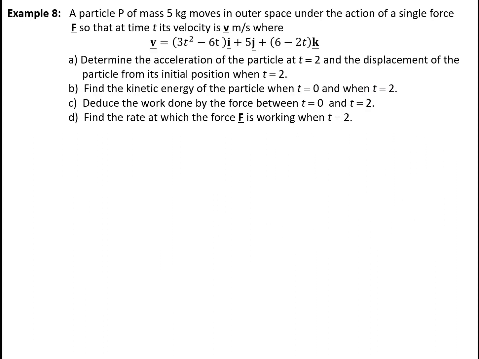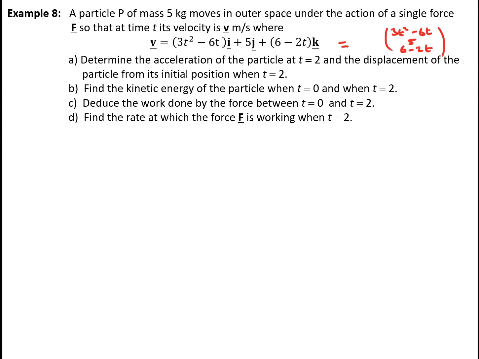Our final example, we've got a particle P of mass 5 kilograms moving in outer space under the action of just one force F in such a way that at time t its velocity is v meters per second, where v is 3t squared minus 6t in the x direction, 5 in the y direction, and 6 minus 2t in the z direction. We've got to determine the acceleration of the particle and the displacement of the particle from its initial position when t equals 2.